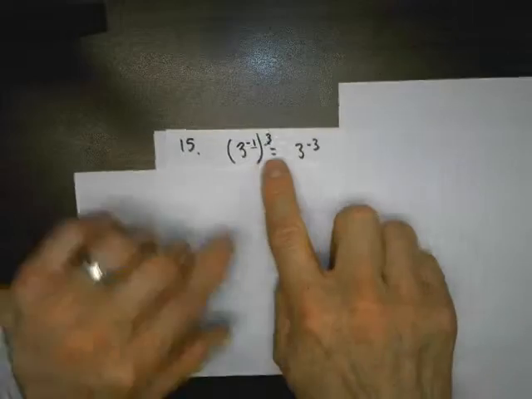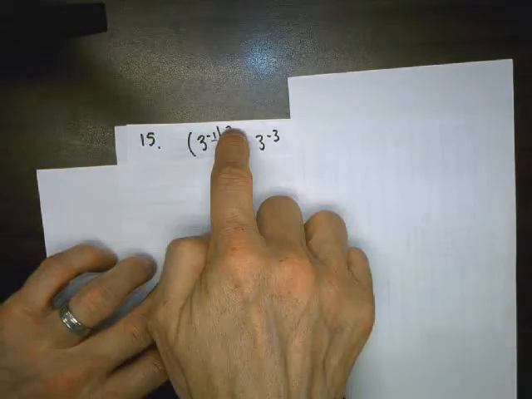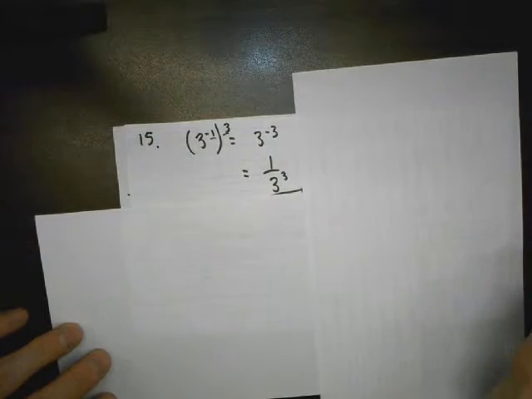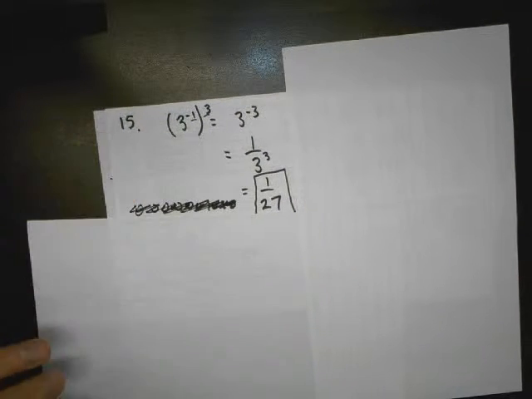For 15, we're going to simplify. So when I got power next to a power there, it's called power of power, right? We multiply. Negative 1 times 3 is negative 3. Flip that upside down. Now I have to go 3 times 3 times 3. I get positive 1/27, or 1 over 27.